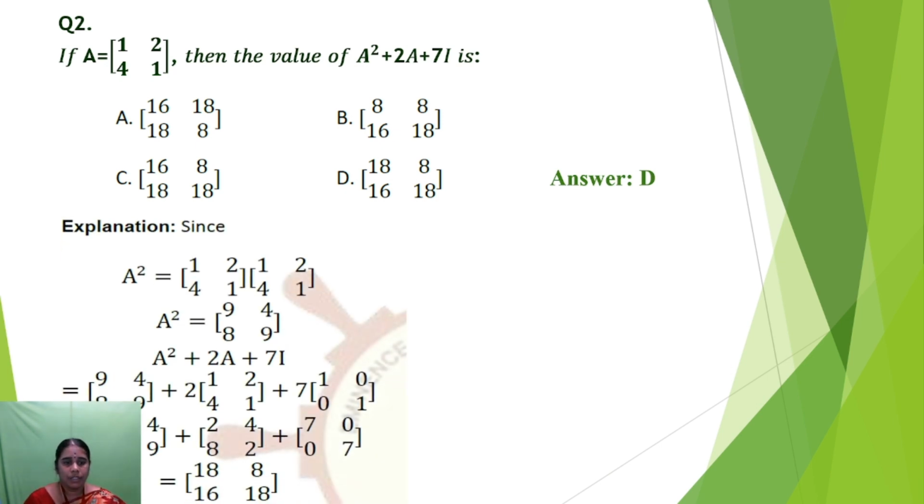Find A square, in the sense A into A. Then substitute into A square plus 2 into A plus 7 into I. On solving these three, we just get a matrix as 18, 8, 16, 8, 18, which is in our option D. So the answer for this is D. Next question.